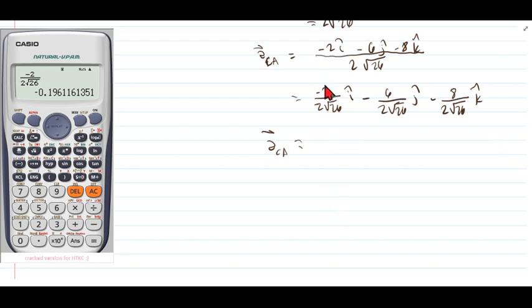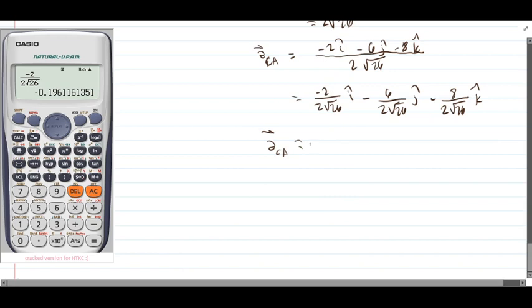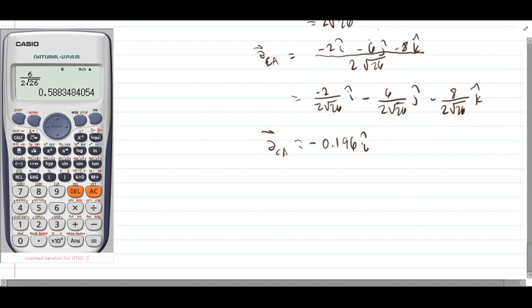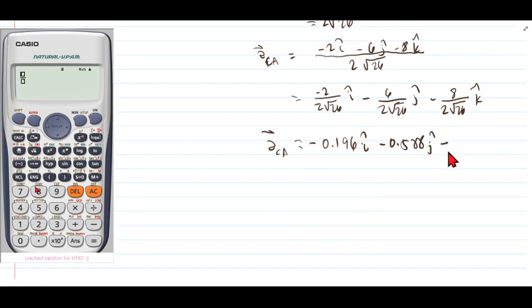Okay, so we have negative 0.196 i hat. For the next component, we have 6 over 2 square root of 26. So that will be equal to 0.588, no? So it's negative 0.588 j hat. Then the last one, we have 8 over square root of 26.